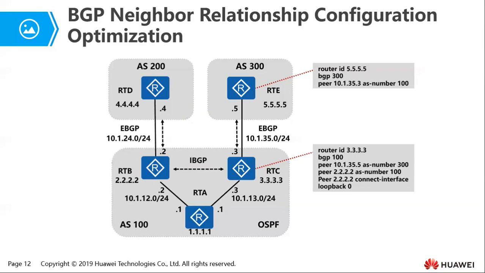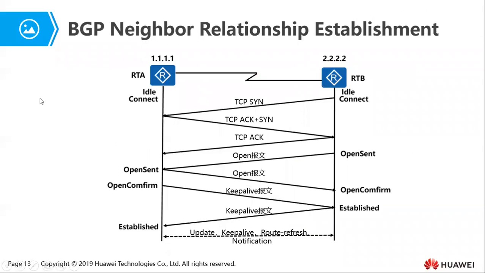Okay. So after we've done that, let's look at the neighbor relationship establishment. We have a number of steps that the neighbor relationship between two routers undergo before they become neighbors.